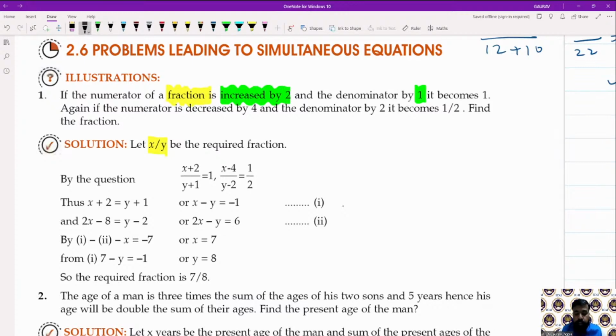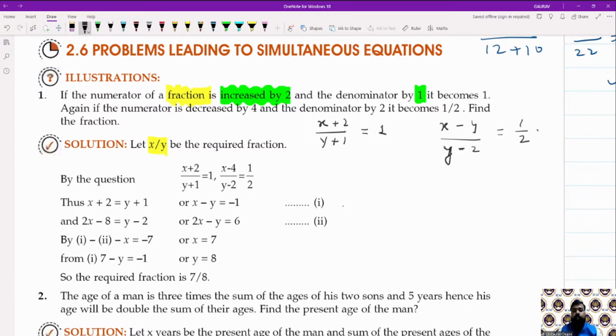So let's do this first. The original fraction was x upon y, but now we are adding 2 in the numerator and 1 in the denominator. So the result we are getting is 1. Again, if the numerator is decreased by 4, x minus 4, and the denominator by 2, so y minus 2, then it becomes 1 by 2.